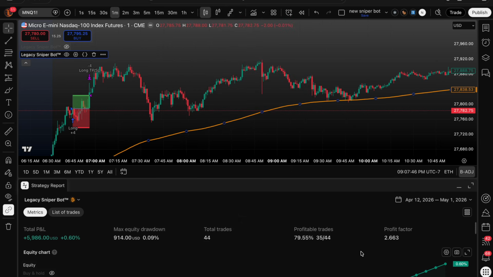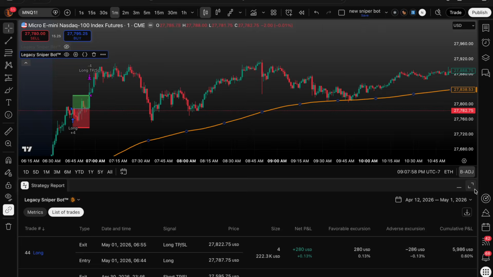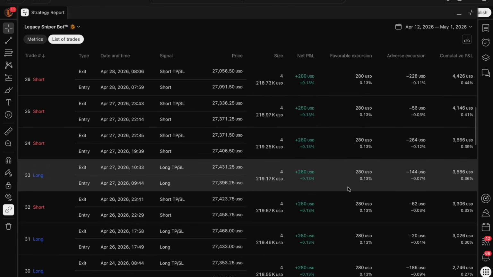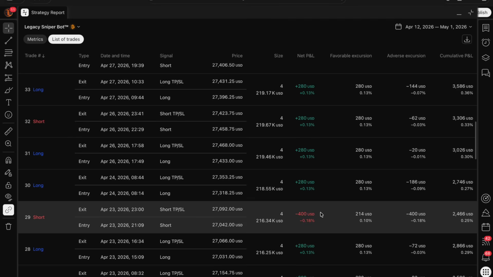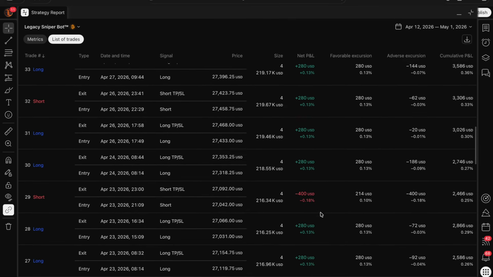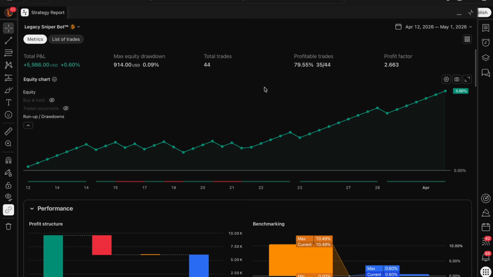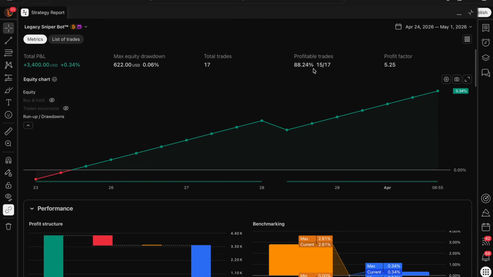So as you can see, we do have a profit factor of 2.6 with basically a 79% win rate, 44 trades, total P&L almost 6,000, drawdown 914. If you do list of trades, you'll see it basically takes 280 for TP and 400 if it's a stop loss. So that's for, let's go back, last 7 days. Last 7 days only lost 2 trades with 88%, profit factor 5, for 3,006 with over 600 in drawdown.